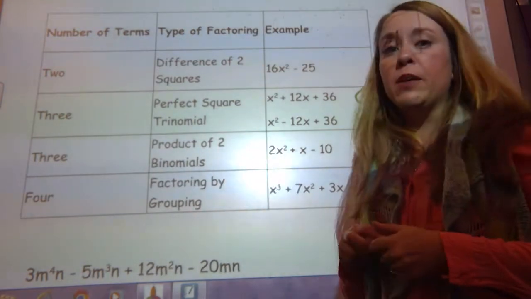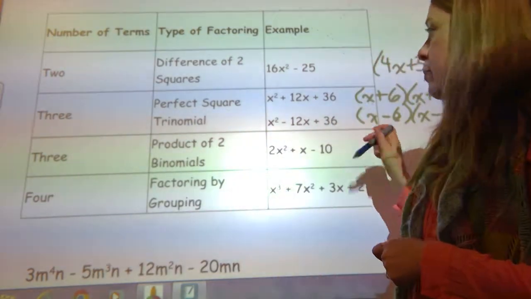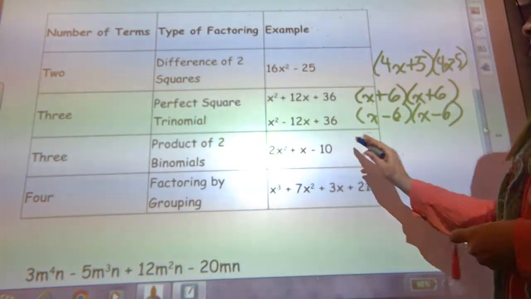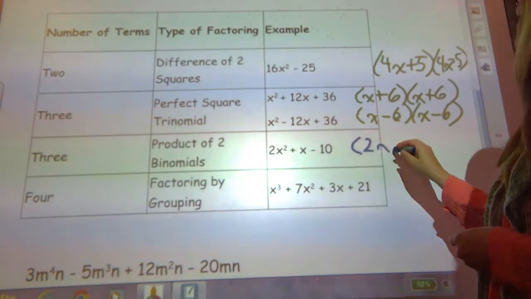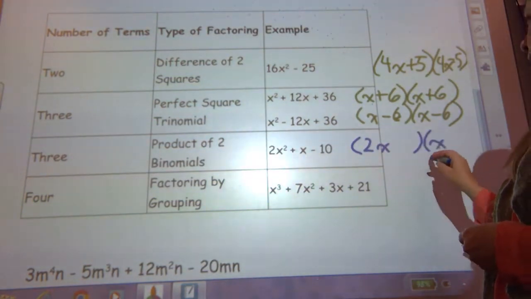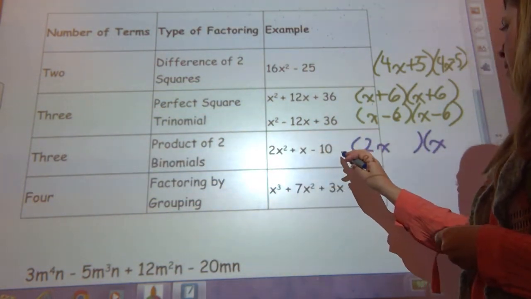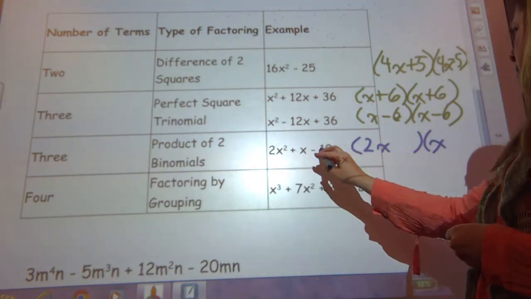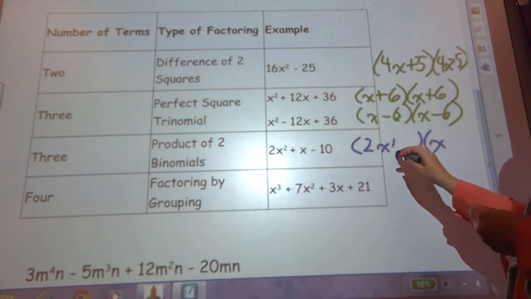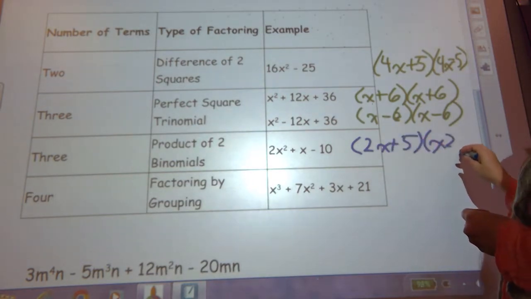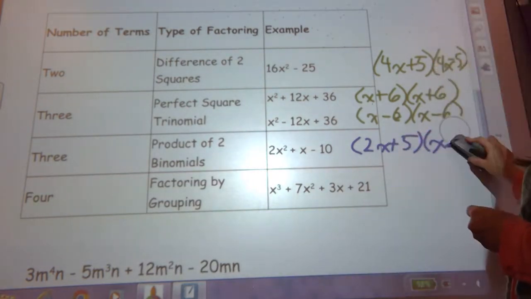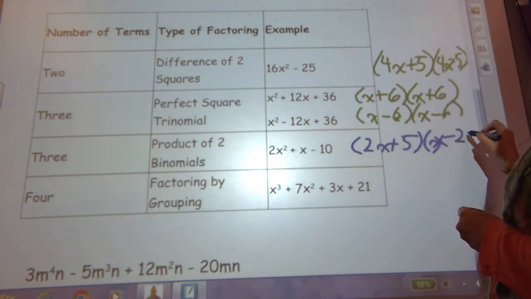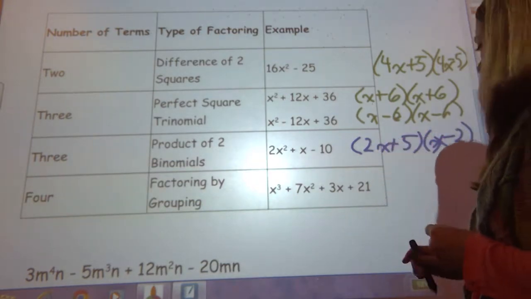Or it could be one of those kind of yucky ones, which is just a product of 2 binomials where you have to sort of sit there and figure it out. So here, we've got 2x, we've got x. Here we could have a 5 and a 2, and this is positive, so I want the 5 to be bigger. Whoops. Minus. Okay, so that would get us back to where we started.